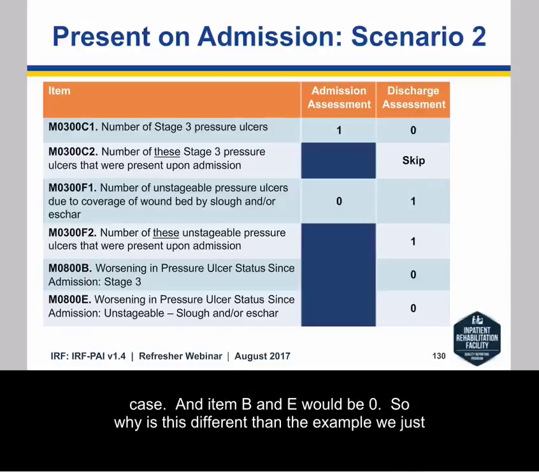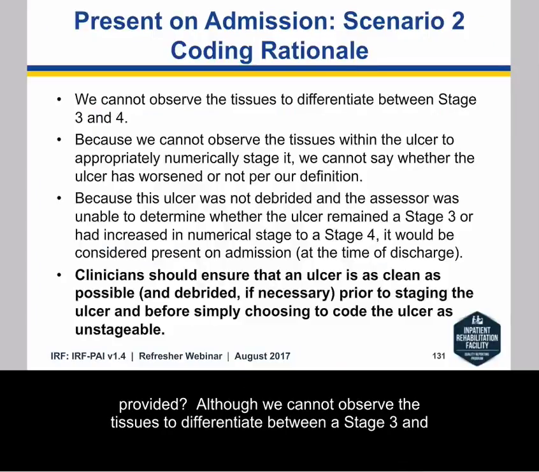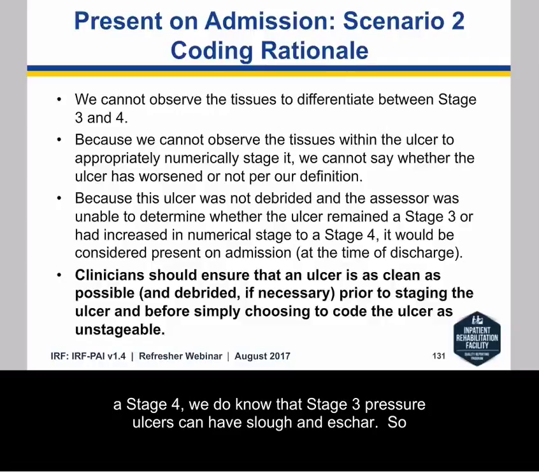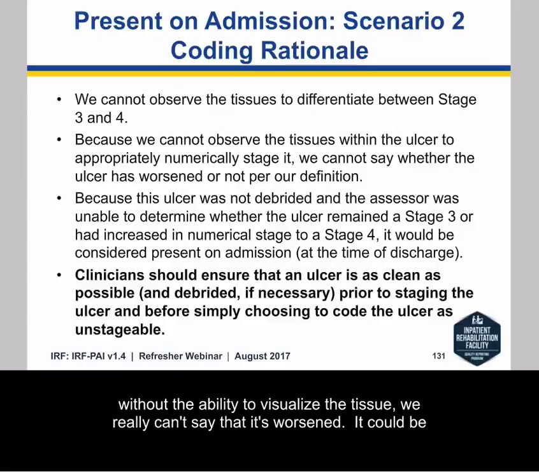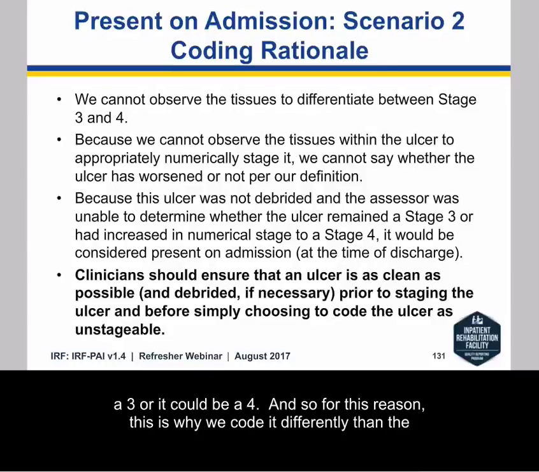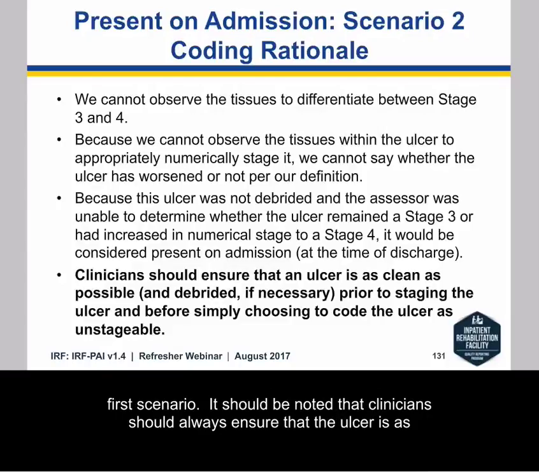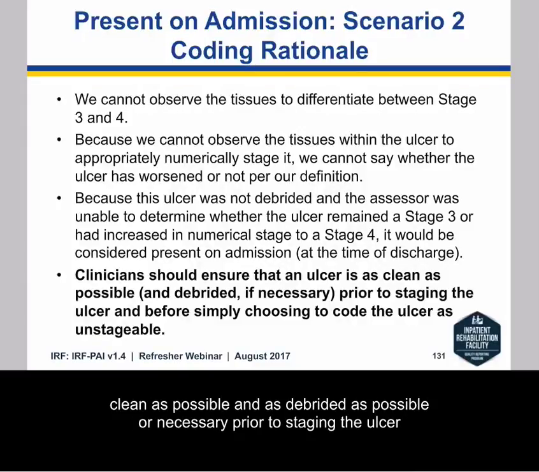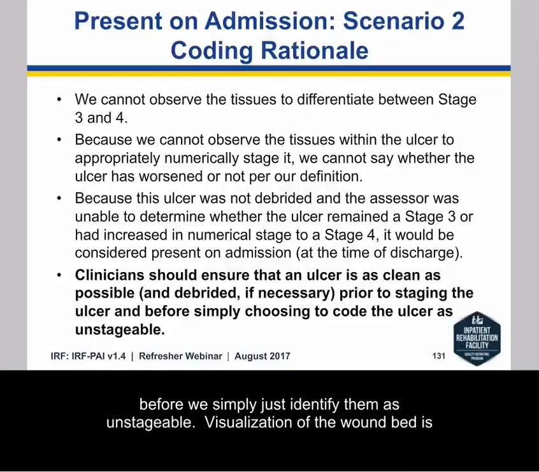So why is this different than the example we just provided? Although we cannot observe the tissues to differentiate between a stage 3 and a stage 4, we do know that stage 3 pressure ulcers can have slough and eschar. So without the ability to visualize the tissues, we really can't say that it's worsened. It could be a 3 or it could be a 4. And so for this reason, this is why we code it differently than the first scenario. It should be noted that clinicians should always ensure that the ulcer is as clean as possible and debrided if possible or necessary prior to staging the ulcer before we simply identify them as unstageable.